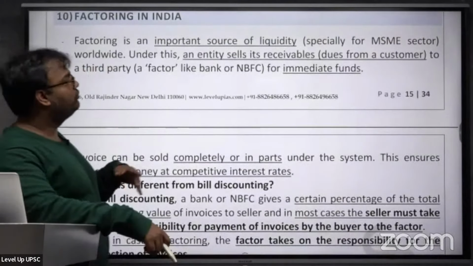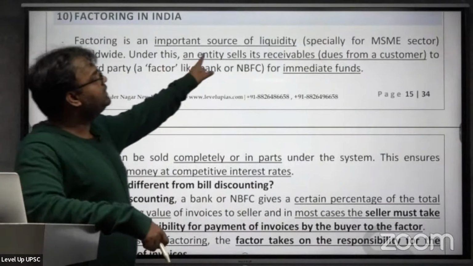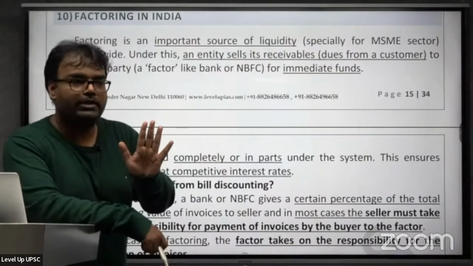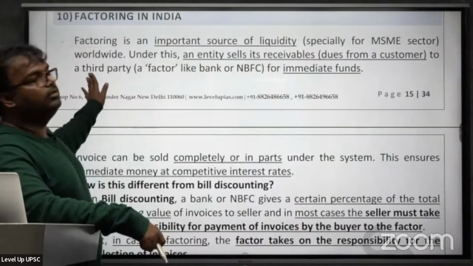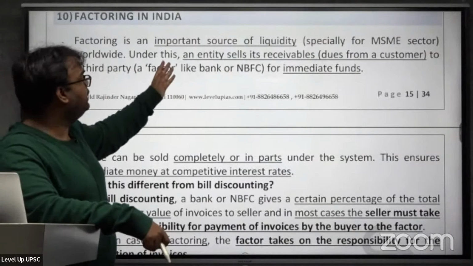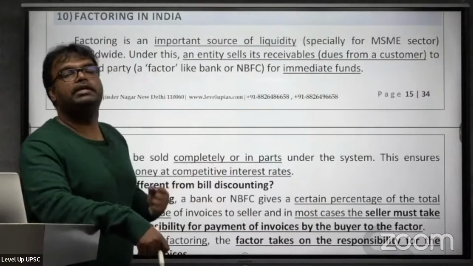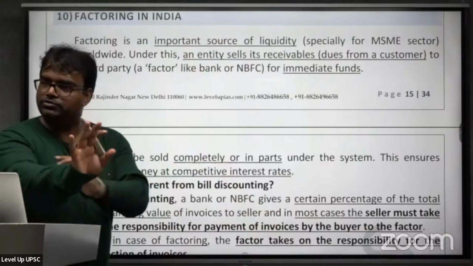Factoring is an important source of liquidity, especially for the MSME sector. Under this, an entity sells its receivables. My receivable was my invoice. I'm selling my receivable due from a customer to a third party, which is called a factor. This factor may be a bank or NBFC for immediate funds. Do you all understand this first paragraph? In very simple terms, do you understand it?